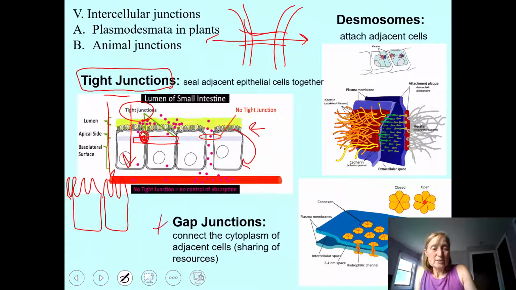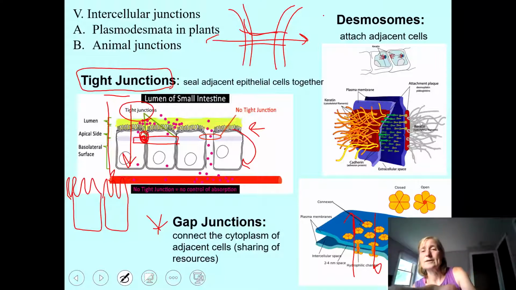Okay, gap junctions down here connect the cytoplasm of adjacent cells. What these are essentially are little gaps or passageways from one cell's cytoplasm to the cytoplasm of another, made up of proteins that can open and close. These allow materials like ions and nutrients and hormones to pass from cell to cell, very similar to plasmodesmata.